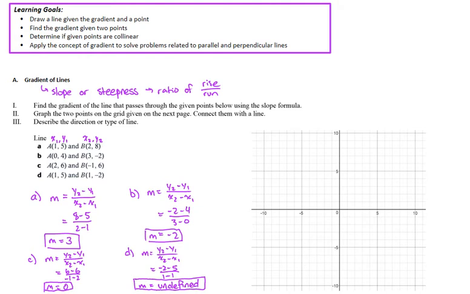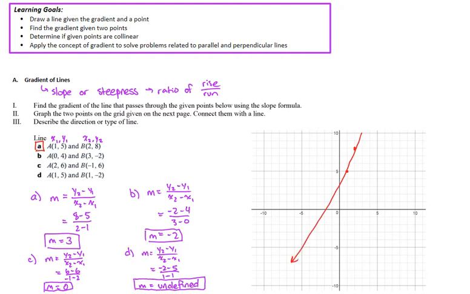And now we'll do the second part of the question, which is to graph the points in each case and connect them with a line. So we'll start with line A, and we'll make that one red. So 1, 5 is here, and 2, 8 is going to be up here. So we connect those with a line.